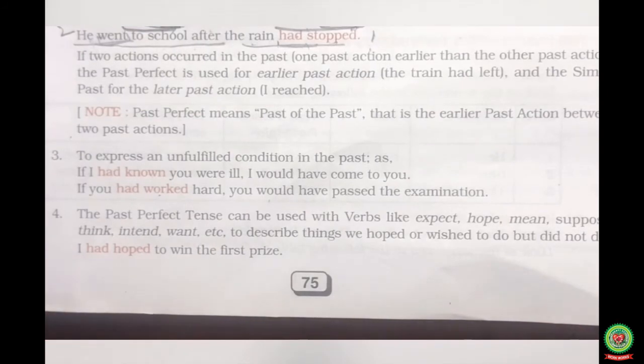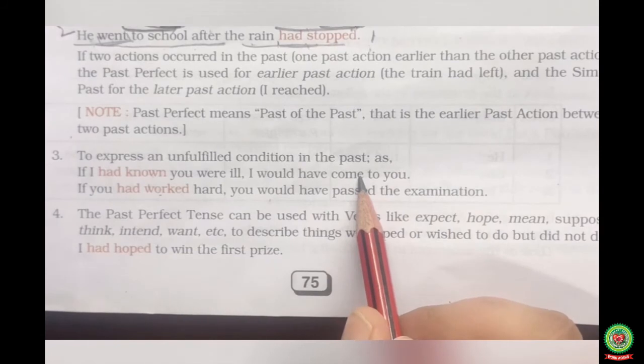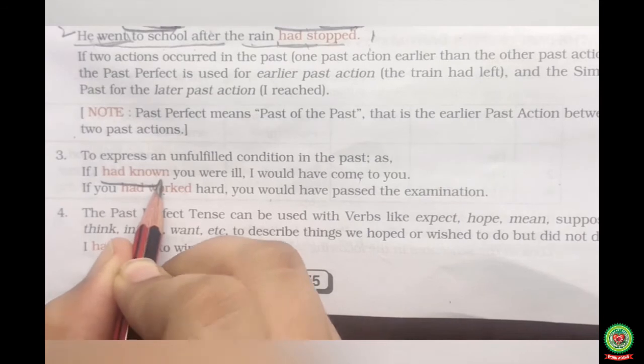Children, in your third point, here we are given that to express an unfulfilled condition in the past. Means some condition which remained unfulfilled. For example, if I had known you were ill, I would have come to you. Means this was a condition. If I came to know earlier only that you were ill, I would have come to meet you. So here you have to use had known.